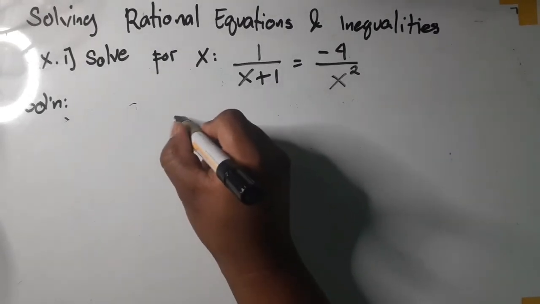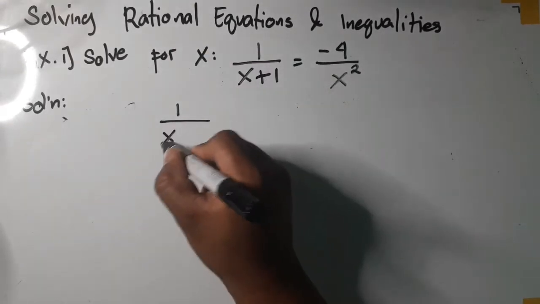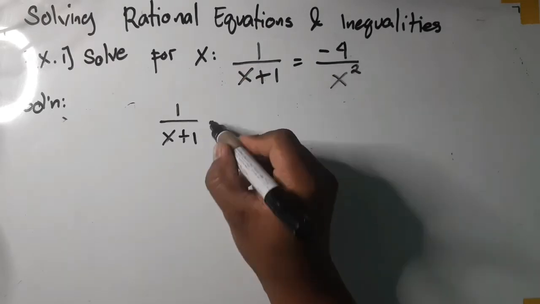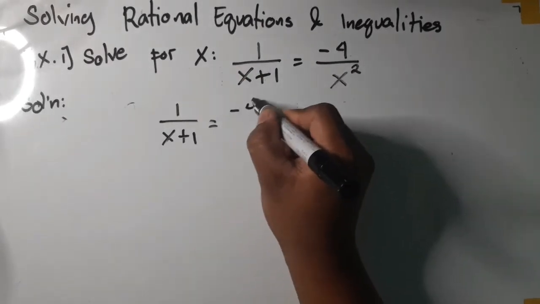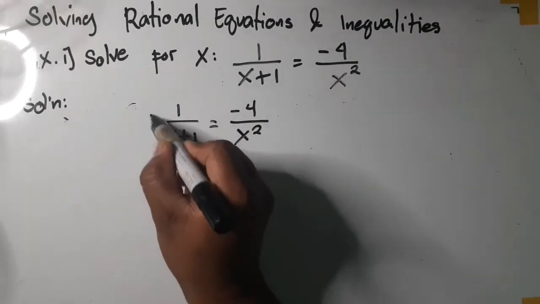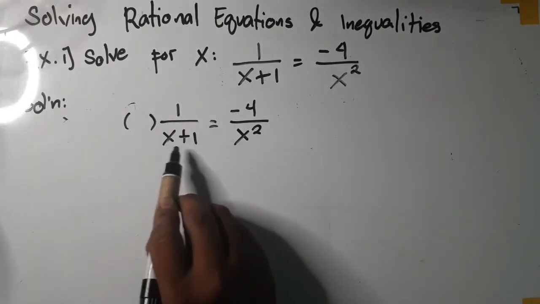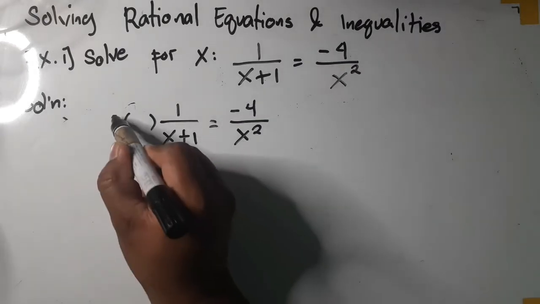So let's rewrite the given. You have 1 over x plus 1 equal to negative 4 over x squared. So multiply both sides by all the denominators, which are x plus 1 and x squared.